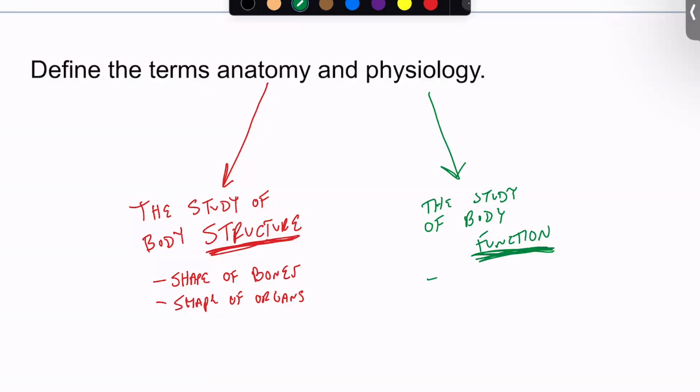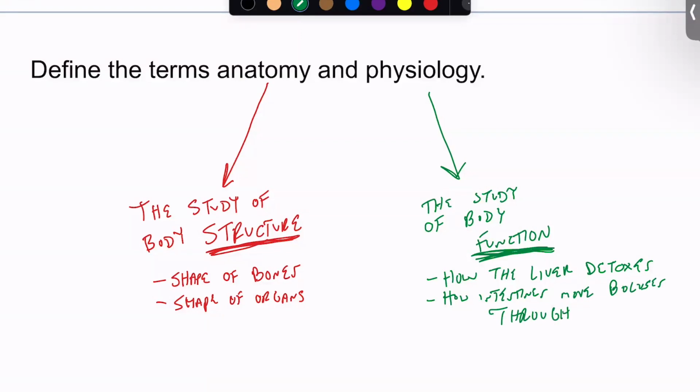And so maybe how the liver detoxes, that would be an example. How the intestines move boluses through, things like that. So if you just remember those two words, structure and function, that should get you the right answer if you have any questions on your exam about that.